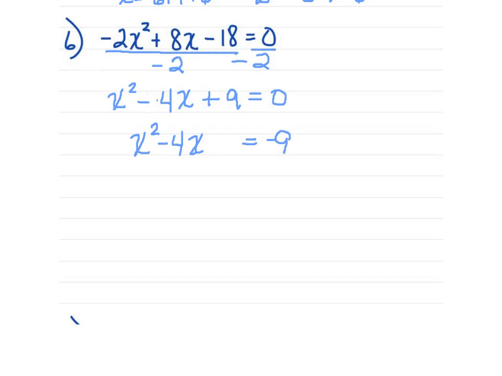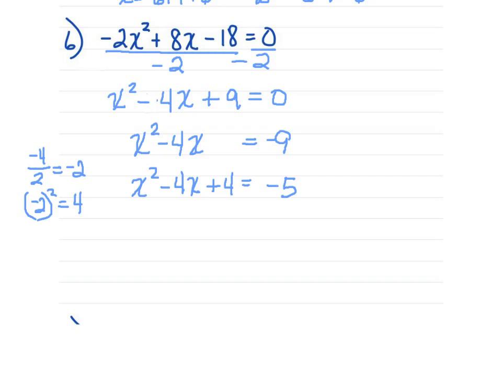Let's find what c needs to be in order for this to be a perfect square trinomial. So we'll take negative 4 and find half of that. That would be negative 2. Then we'll take that and square it, and we get positive 4. So we need to add 4 to both sides. x squared minus 4x plus 4 is equal to negative 5.